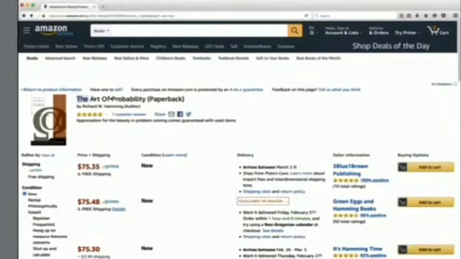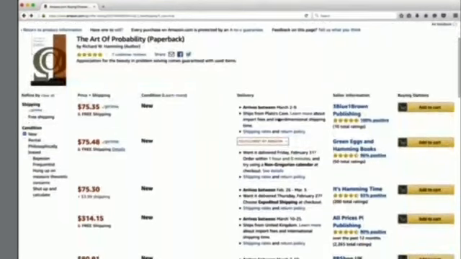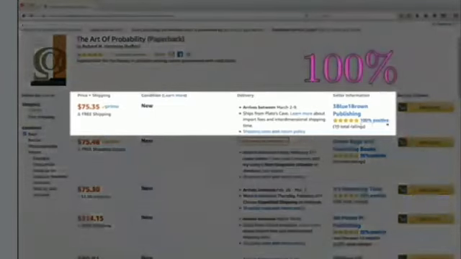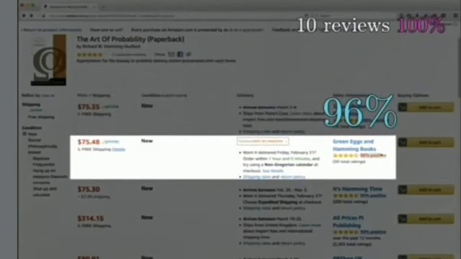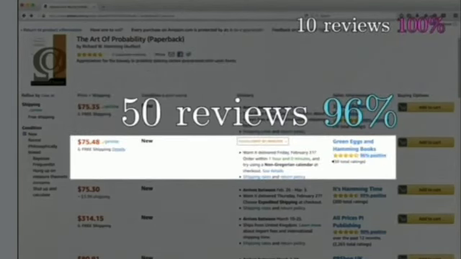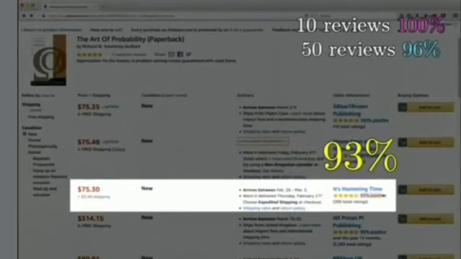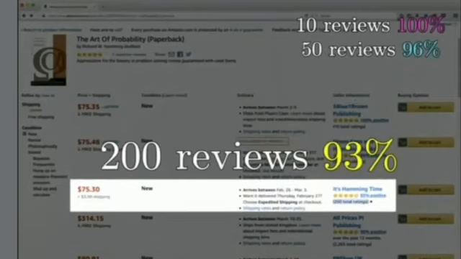You're buying a product online and you see 3 different sellers. They're all offering that same product at almost the same prices. One of them has a 100% positive rating but with only 10 reviews. Another has a 96% positive rating with 50 total reviews. And yet another has a 93% positive rating with 200 total reviews.